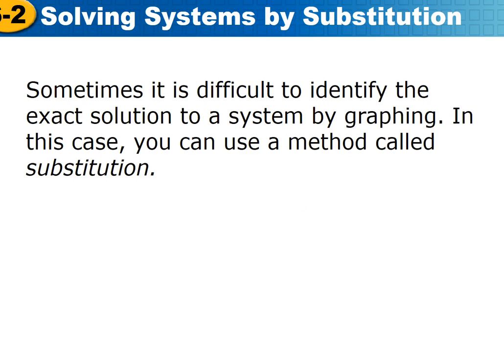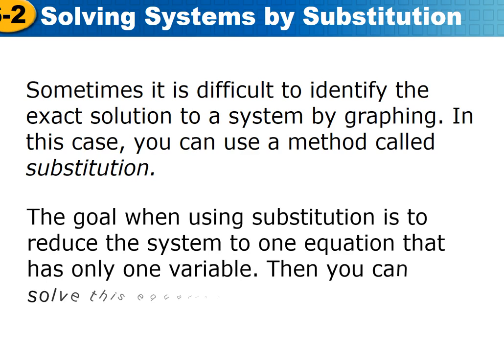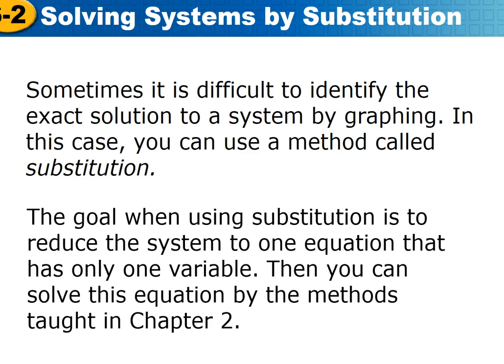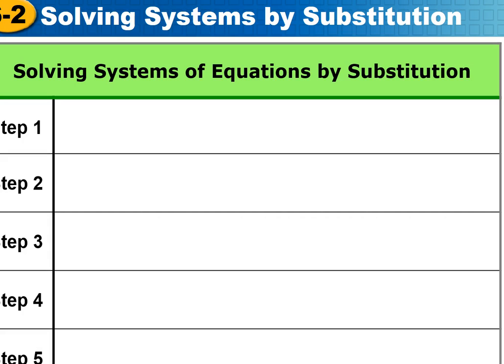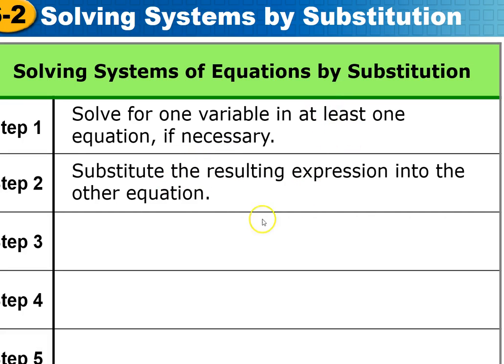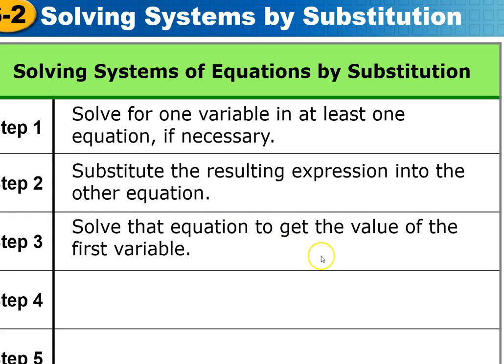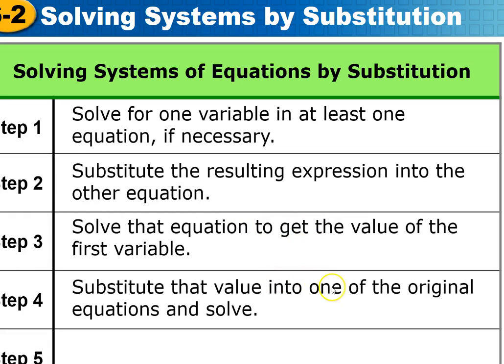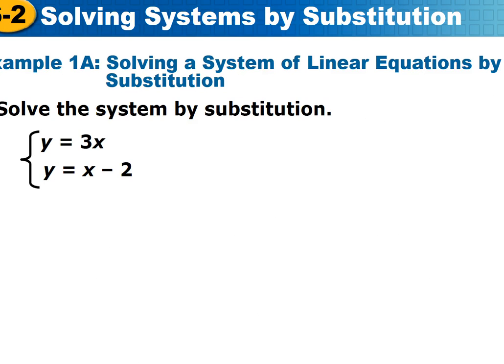You're not always going to be given the 3y, 3x. So with substitution, you're going to reduce the system to an equation that only has one variable also, and then solve that by the methods. But now this one's not as simple as elimination. Step 1, you're going to solve for one variable in at least one equation. And you're going to substitute. You're going to solve that equation to get the value of the first variable and substitute that into the original. So let's show you what we're talking about.